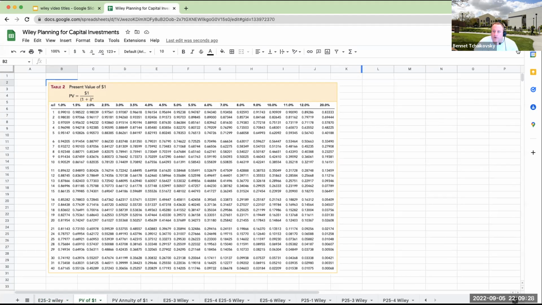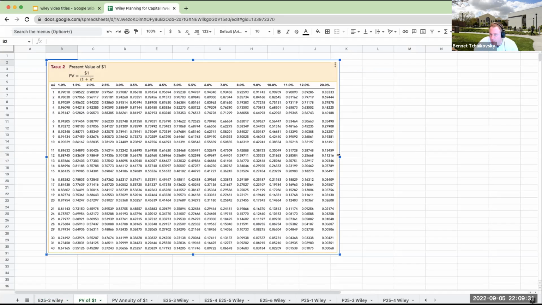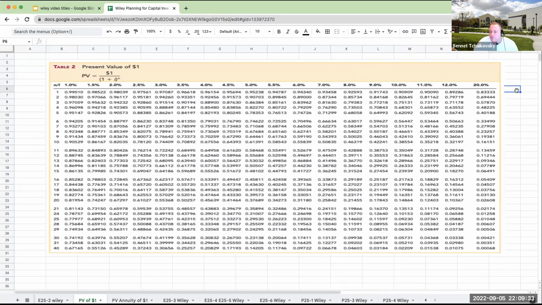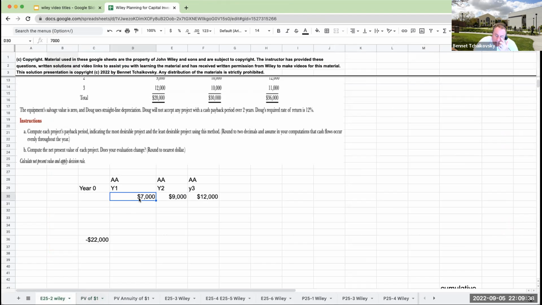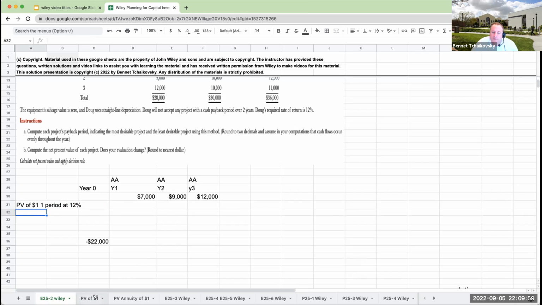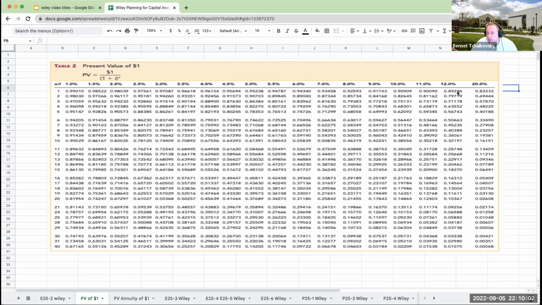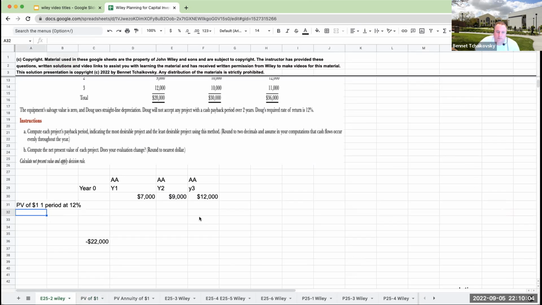And if we come over here and we look at these present value tables, right? So I come over here, let's take a look at our first one right over here. If I'm being paid $7,000 1 year from now, what is that worth in today's dollars? Or how do I make it comparable to this? What I need to go through and do is I need to say, okay, present value of $1, 1 period at 12%. And what this is going to do for me is this is going to say 0.89286.